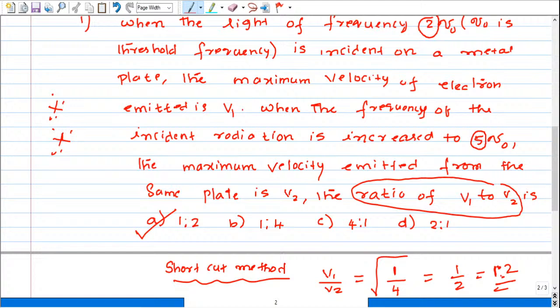This question comes under dual nature of radiation. Today's first question in dual nature of radiation has been finished. Now we are going for the second important question, which I am expecting this year. So let us go for question number 2.